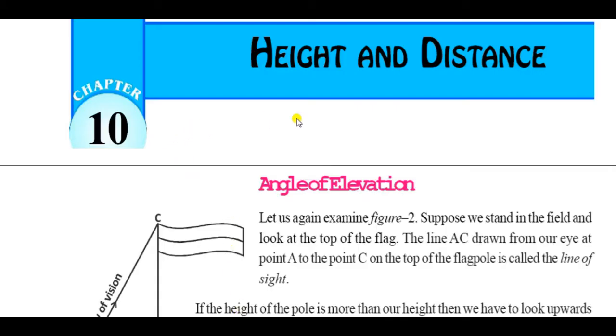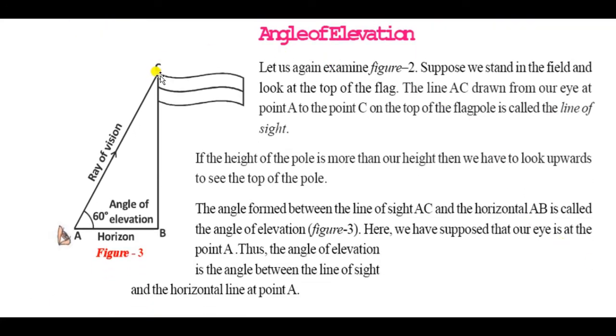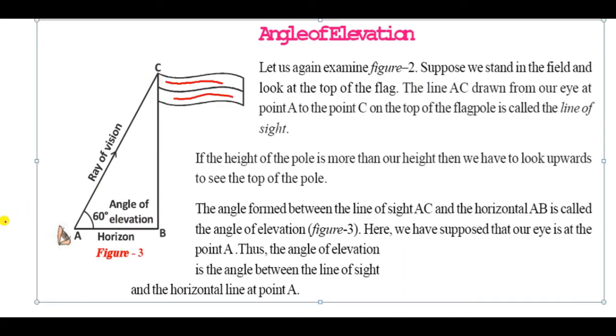Chapter number 10, height and distance. First of all, we want to know the angle of elevation. What is the angle of elevation? As you can see in this figure, there is a flag. This flag is standing on the ground, and this is the horizon. This one is the ray of vision, and the ray of vision makes an angle with the horizon, that is called the angle of elevation.